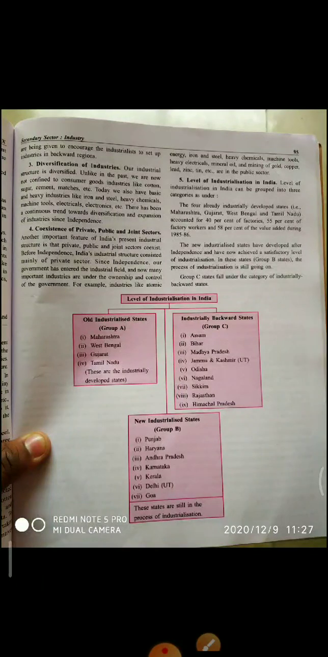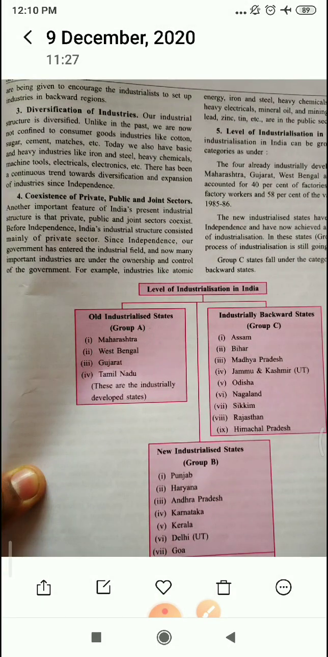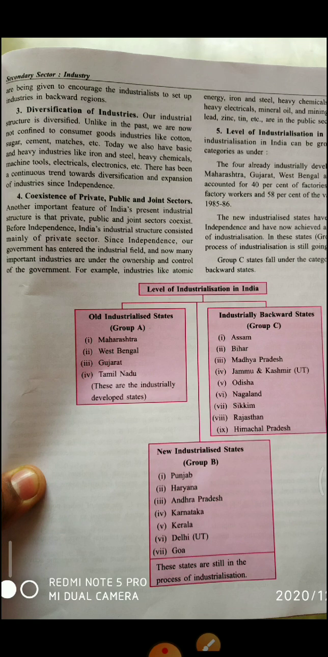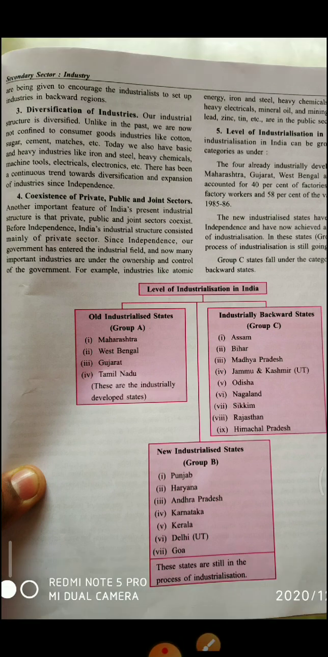Okay, third one is diversification of industries. Our industrial structure is diversified. Unlike in the past, we are now not confined to consumer goods industries like cotton, sugar, cement, matches, etc. Today we also have basic and heavy industries like iron and steel, heavy chemicals, machine tools, electrical, electronics. There has been a continuous trend towards diversification and expansion of industries since independence. Diversification of industries.